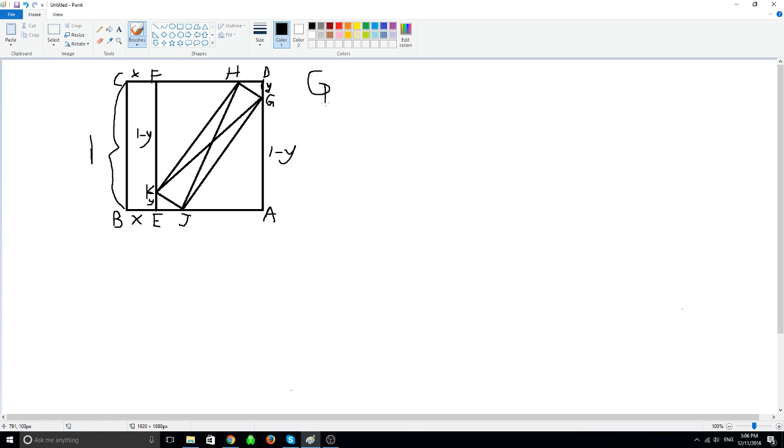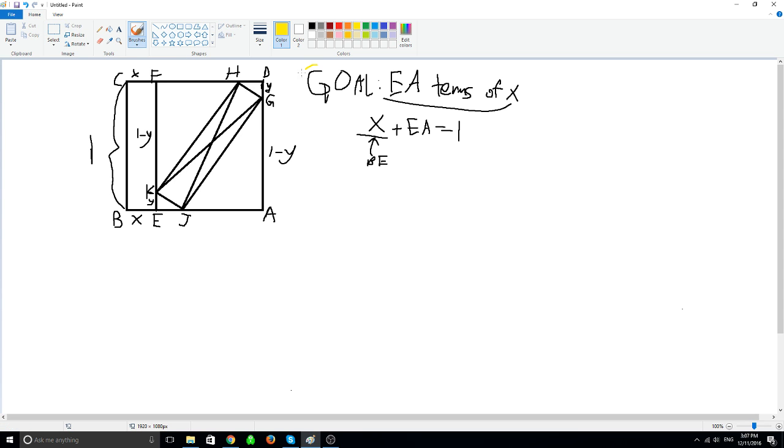So our real goal is to find EA in terms of x, because if you find EA in terms of x, then you just have x plus EA equals 1, and then you can easily solve for it, and obviously this is just equal to BE. And then if you solve for x, that's pretty much your answer. So we're going to circle this. That's our goal.